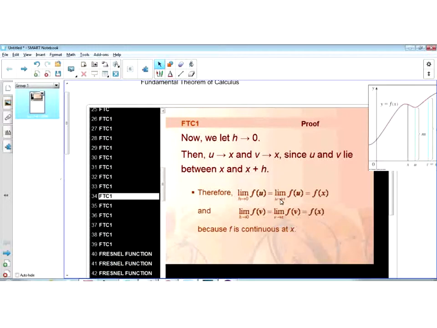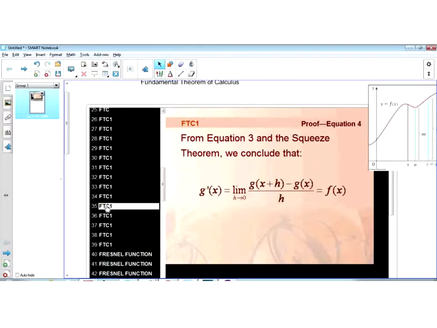Okay, so the limit as h approaches 0 of f of u is equal to the limit as u approaches x of f of u, and since by continuity this is a continuous function, we can use direct substitution. That's f of x. The same case holds for the limit as h approaches 0 of f of v, which will equal f of x. All right, and that comes from the limit laws. And so, therefore, we conclude that the limit as h approaches 0 of the difference quotient of g, which is the derivative of g, is equal to f of x.